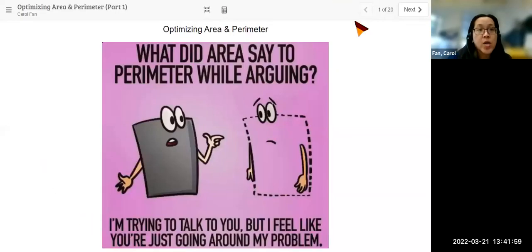Hey, so today we're going to talk about optimizing area and perimeter. And you'll notice that in the title, this is part one. So we're not going to cover everything that we're talking about for optimizing area and perimeter. Tomorrow, we're going to continue with this same topic.